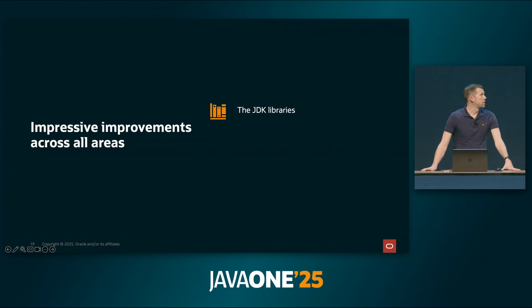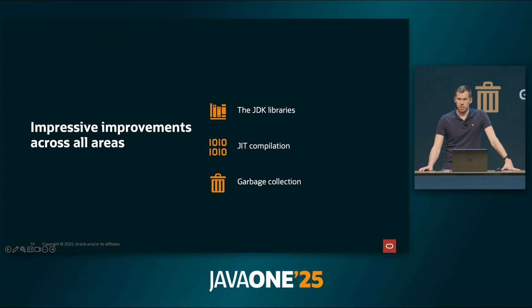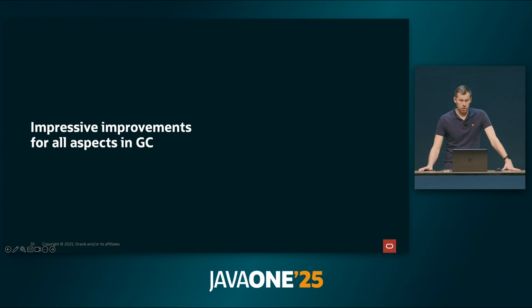The JDK libraries are improved, much more efficient today. The JIT compilation produces more and better efficient code. And of course, the garbage collectors have become much better. If we zoom in on garbage collection, because that's what I care mostly about, we see some really impressive improvements across all different aspects of GC.